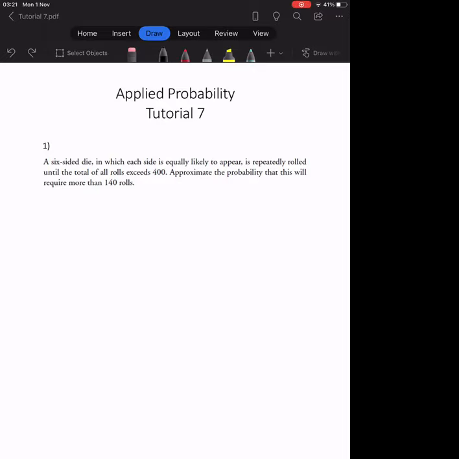Question says a six-sided die in which each side is equally likely to appear is repeatedly rolled until the total of all rolls exceeds 400. Approximate the probability that this will require more than 140 rolls. Try to attempt this on your own first.